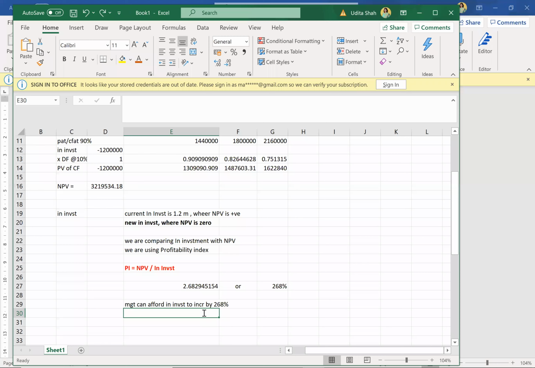So management has enough time to control initial investment. It need not bother. See if this is understood.